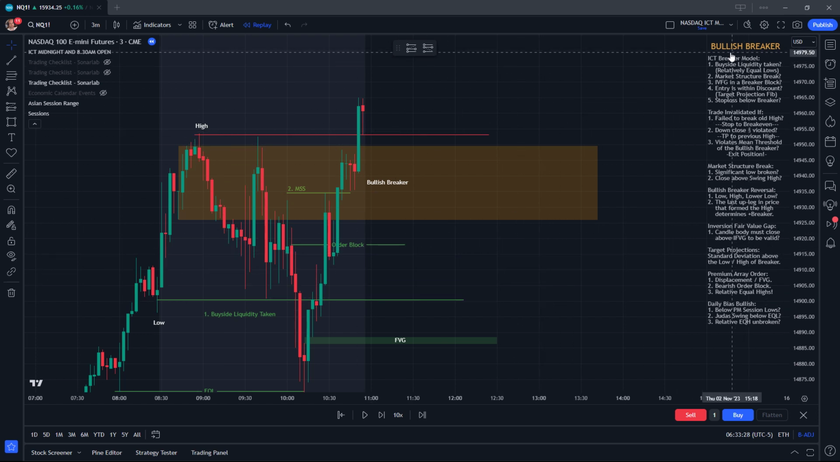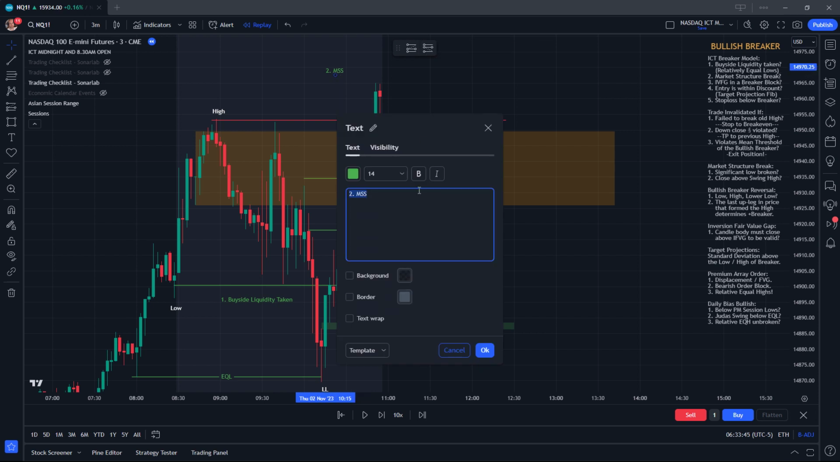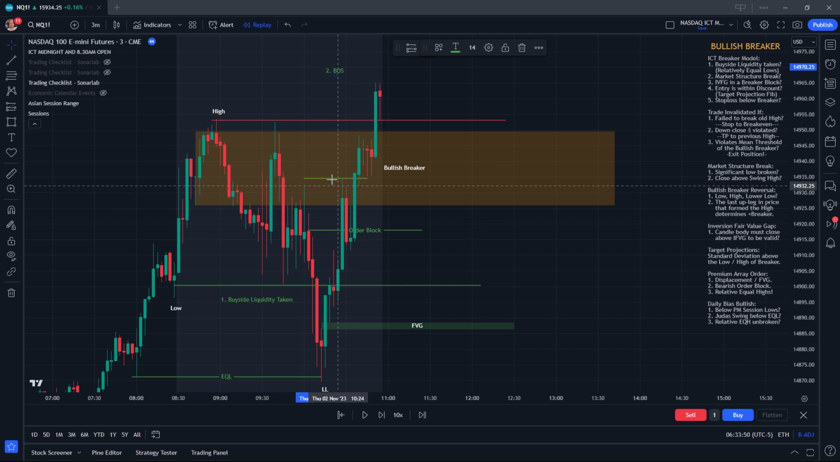I'm going to start just going through the entry requirements on this bullish breaker strategy and see if this would give us an entry, just theoretically. So we've got buy side liquidity taken here, a market structure break. If we rename this to break of market structure, then an inversion fair value gap contained within a breaker block.